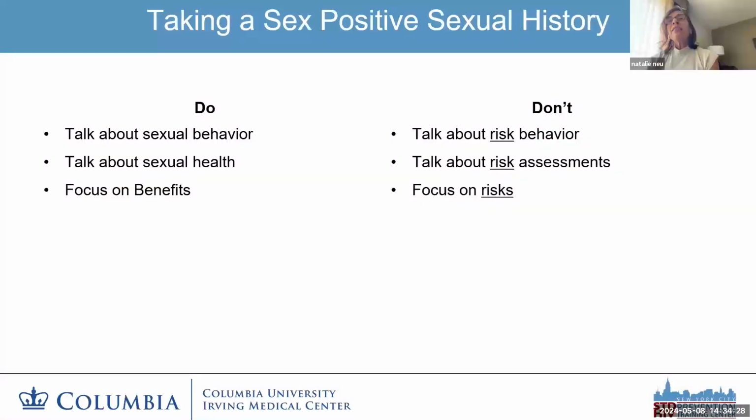So when taking a sexual history, you want to talk about behaviors, sexual health, and the benefits. You want to try to eliminate that word of risk from your vocabulary, which is so hard. I catch myself all the time where it slips out. But you don't want to talk about risk behavior or risk assessment, right? We want to talk about sexual pleasure, and also preventing negative outcomes or preventing complications later on.